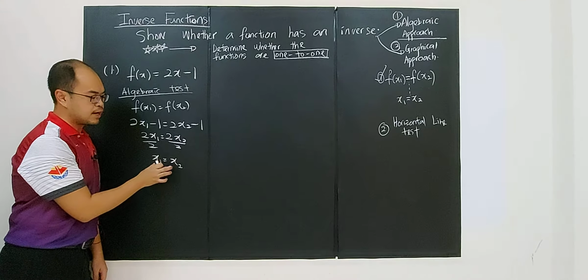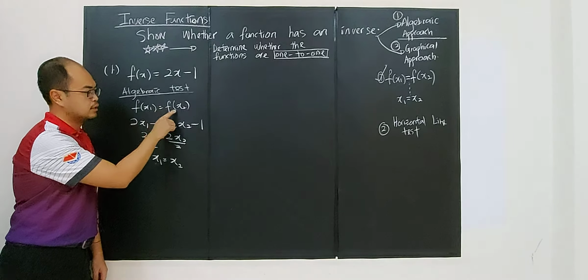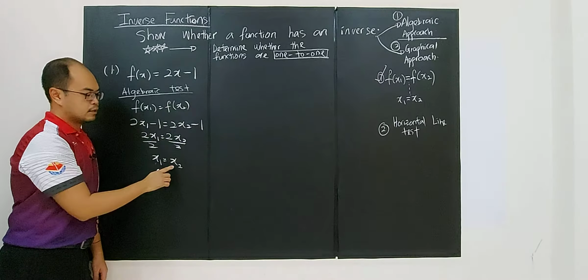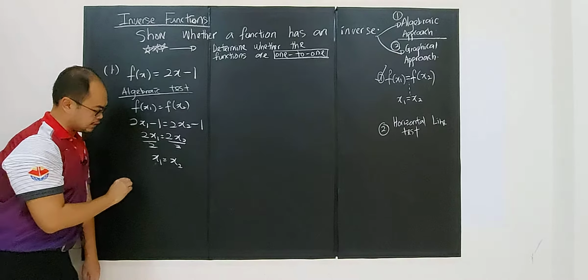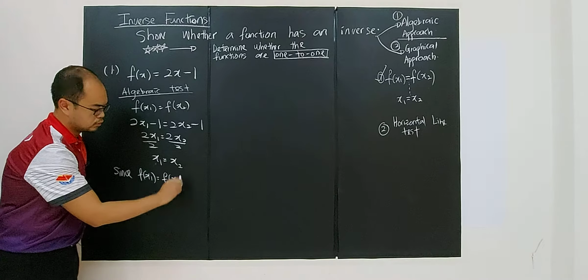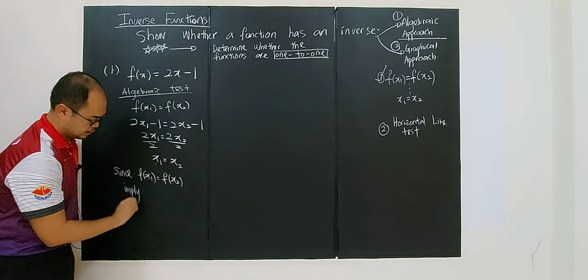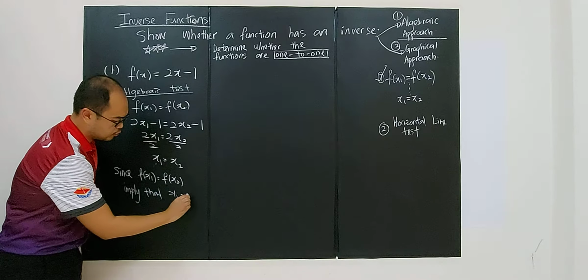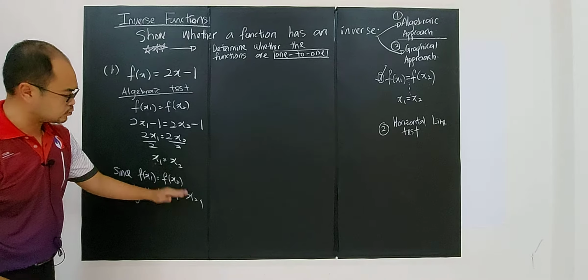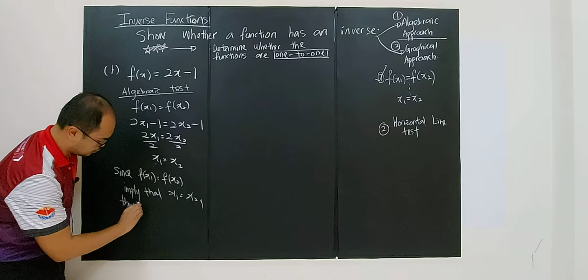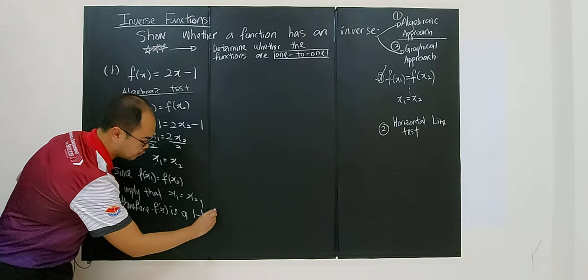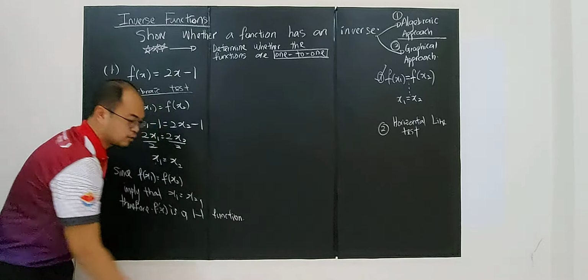This means that for the same value of y there is only one value of x. So since f(x1) equals f(x2) implies that x1 equals x2, therefore f(x) is a one-to-one function.